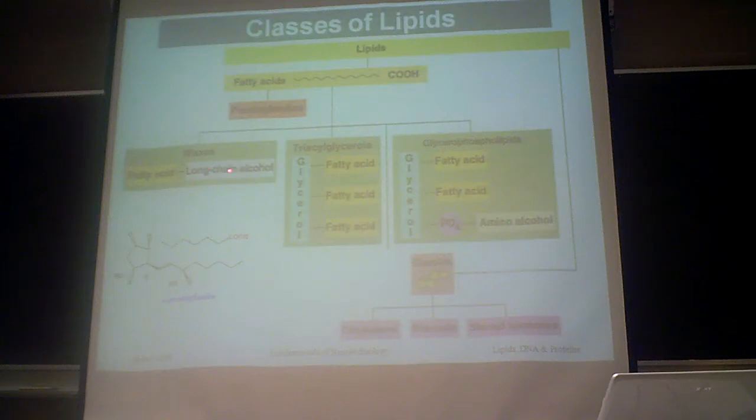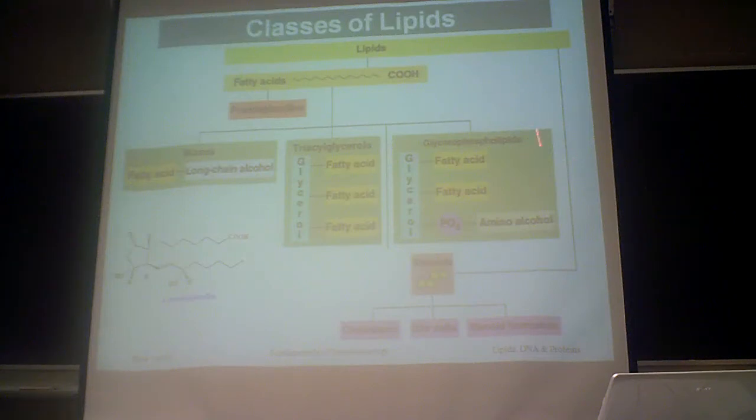You have waxes. This is basically a long-chain alcohol with some fatty acid. And then there's this, which is very important, where a lot of energy is stored. You have glycerol, with OH groups, three OH. When you graft fatty acids on, it's called triglyceride. This is the major fat storage component. And then you have this very important lipid system, depending on what you graft onto it. They call them glycerol phospholipids. You graft phosphate or amino alcohol. You can have various different types that are a very, very important part of membrane function.